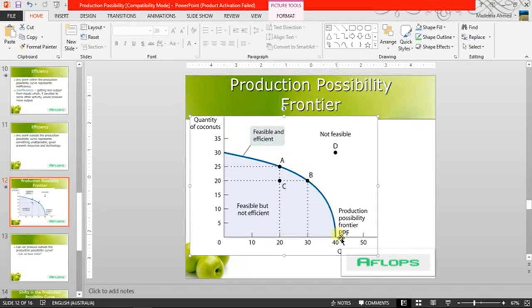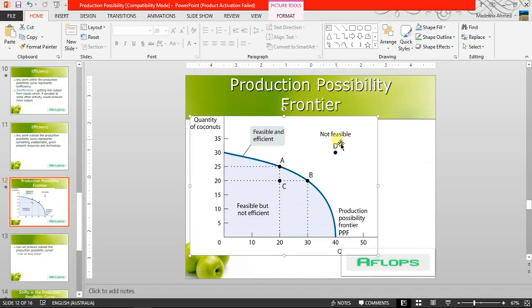You can attain this point by using your resources in the most efficient possible manner. Any point that exists outside the production possibility curve is not feasible, as you cannot attain this point by using the existing number of resources in an efficient manner. You cannot attain this point. You should remember this, that this point cannot be attained by the existing number of resources.